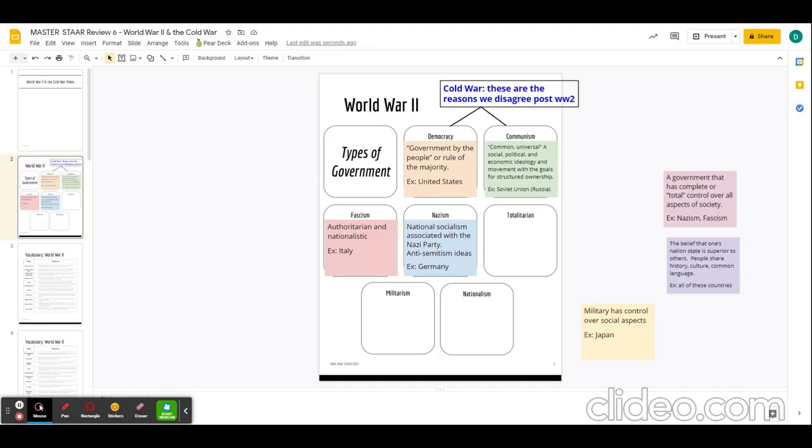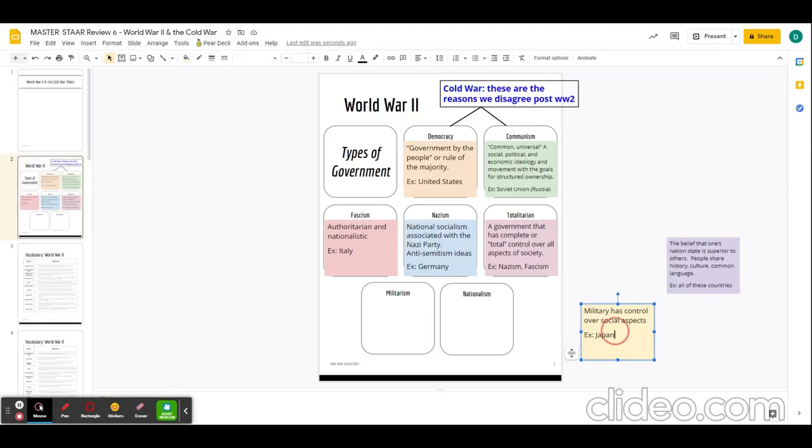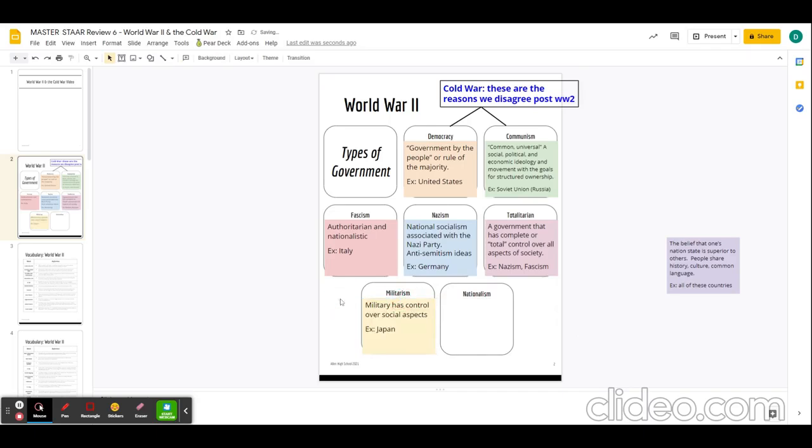Totalitarian is a broader concept. If you look at the root word total, a totalitarian government is a government that has complete or total control over all aspects of society. And so Nazism and fascism are both examples of a totalitarian government. It's just a broader concept, and then Nazi and fascist would be examples of that. Militarism, we see this in Japan during World War II. It's when the military has total control of society.